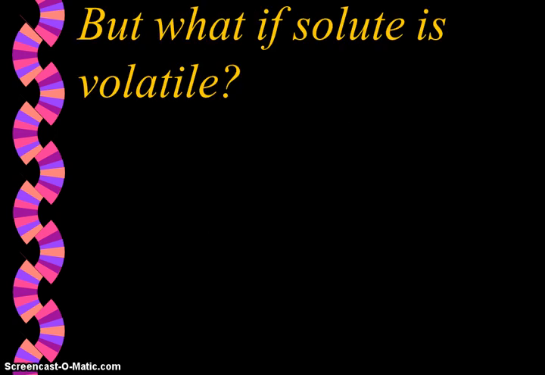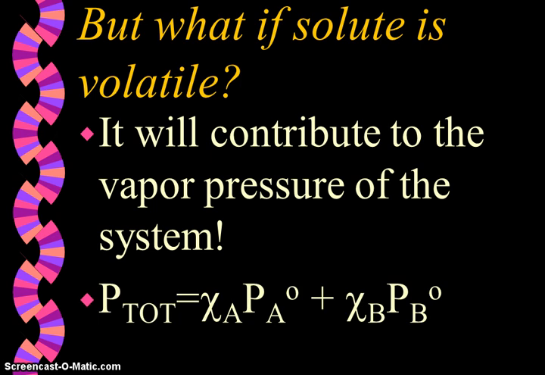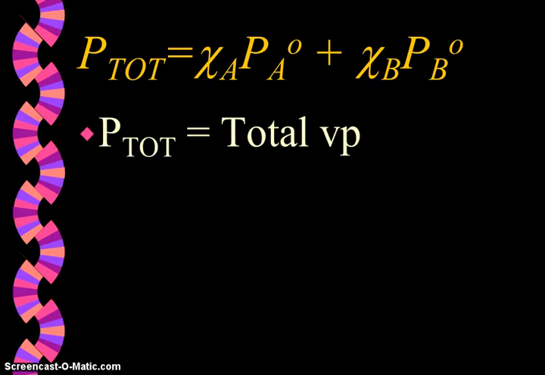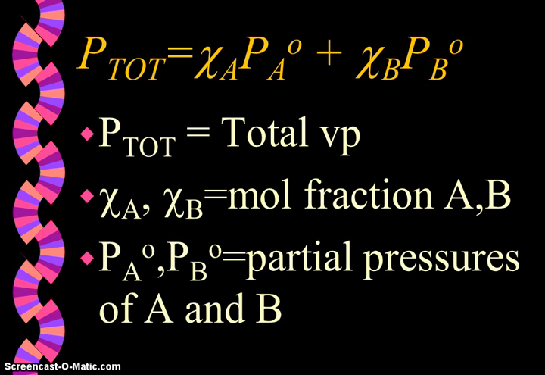But what if the solute is also volatile or can contribute to the vapor pressure? It will contribute to the vapor pressure of the system as well as the solvent will. So our total vapor pressure for our system is going to equal the mole fraction of A times the vapor pressure of A plus the mole fraction of B times the vapor pressure for B. So P total is our total vapor pressure. Our mole fractions of A and B, and the vapor pressures for pure A and B.